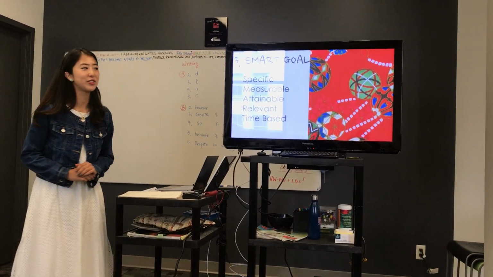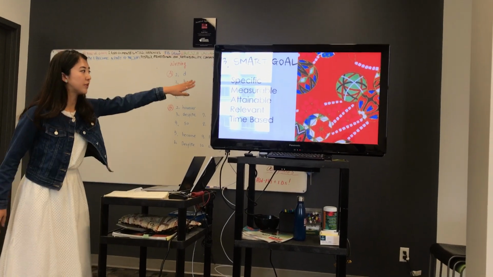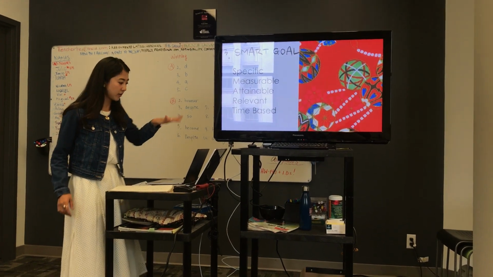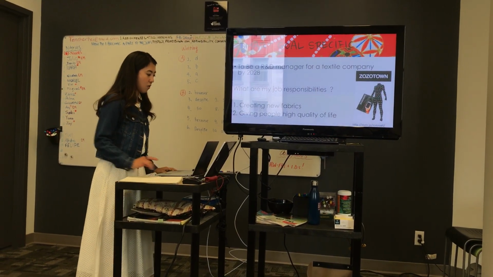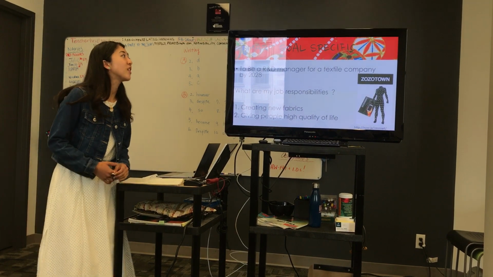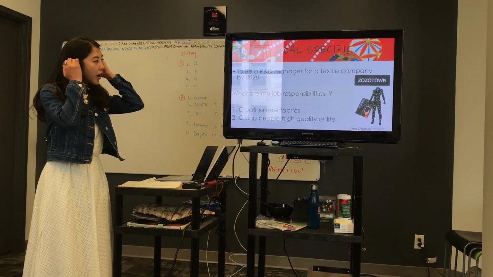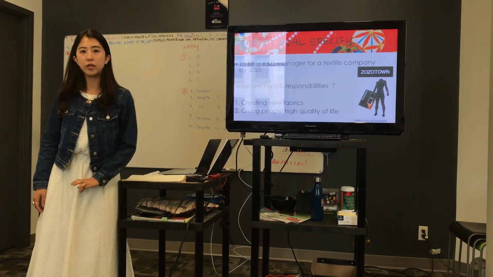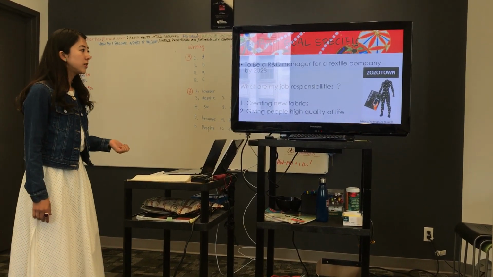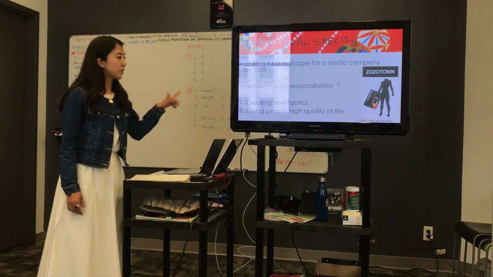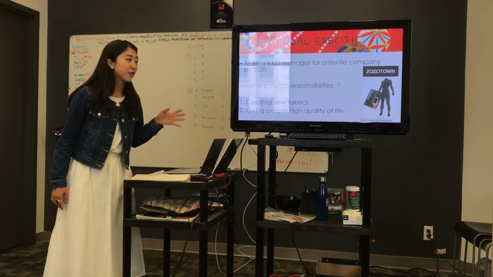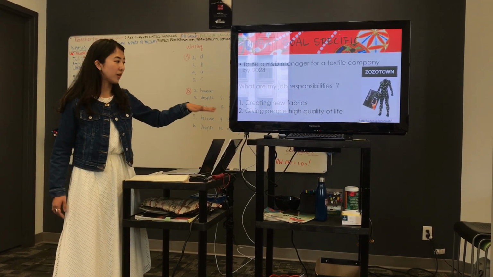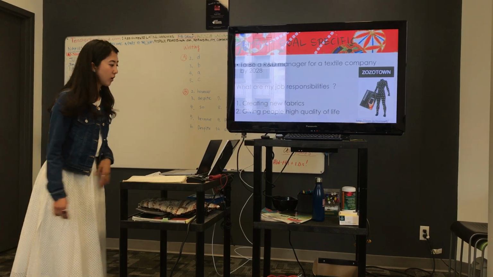Let's move on to my SMART goal. Specific, measurable, attainable, relevant, time-based. What is my SMART goal? I would like to be an R&D manager for a textile company by 2028. What are my job responsibilities? First of all, creating new fabrics, and secondly, giving people a high quality of life.